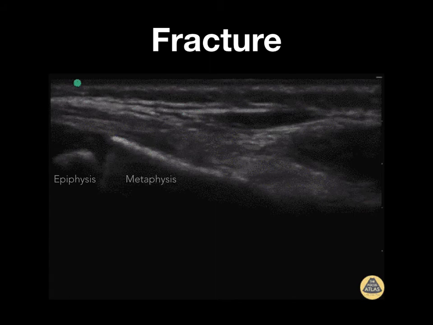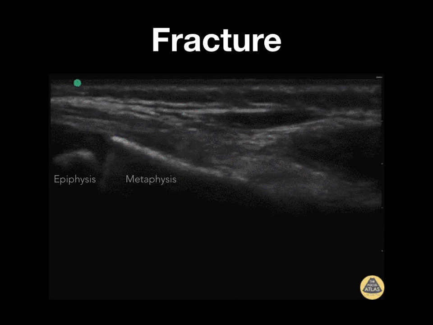This is definitely one of my least commonly used ultrasound assessments. However, in cases where X-ray is reading the fracture as negative, I've often found ultrasound has identified fractures that were initially missed and changed management. So what we're looking at here is a long axis of a 7-year-old that had a mechanical fall onto the right hand, presenting with distal radius pain.